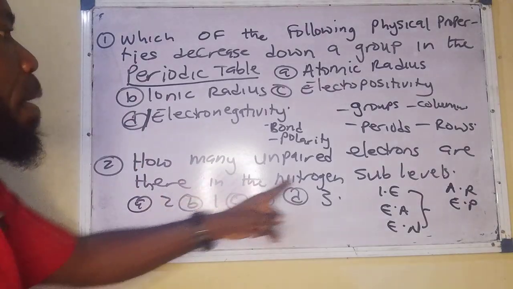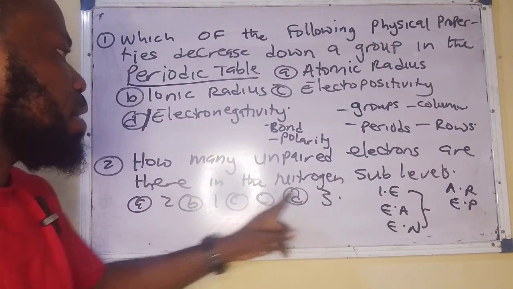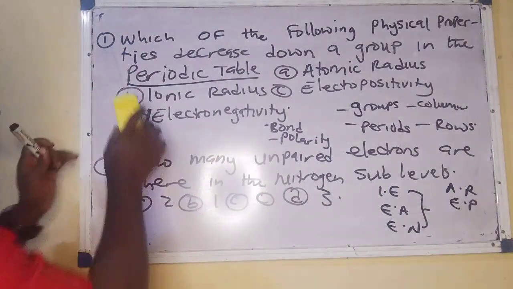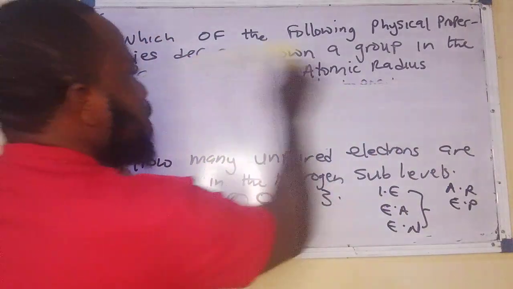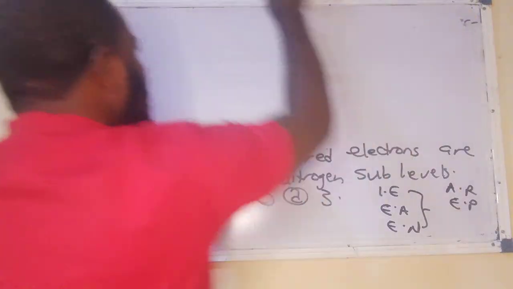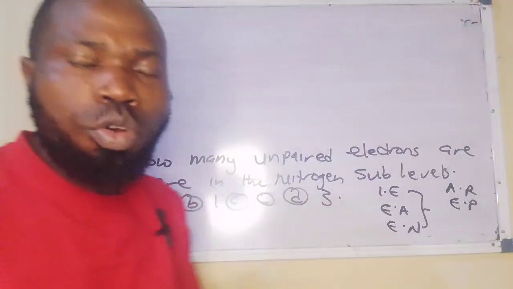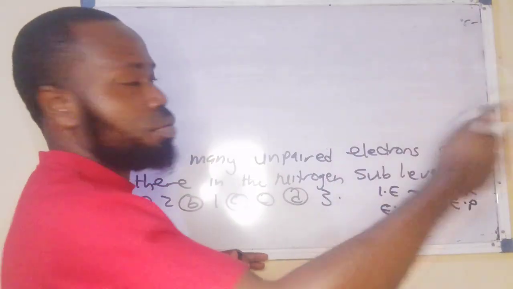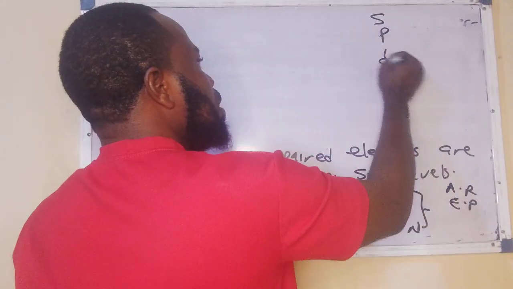Now, another thing that we must put at the back of our mind again is that, look at this question number 2. They said, how many unpaired electrons are there in the nitrogen sub level? Now, for us to be able to attempt this question, we have to be very careful and very smart. Now, how do we do that? You should know the sub levels that they're talking about. Now, what are the sub levels? Talking about the sub shells, talking about the S, P, D, F.